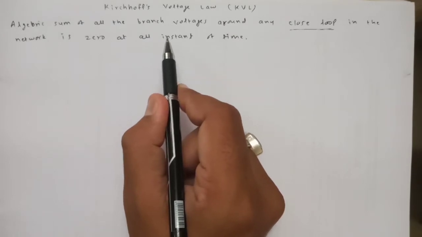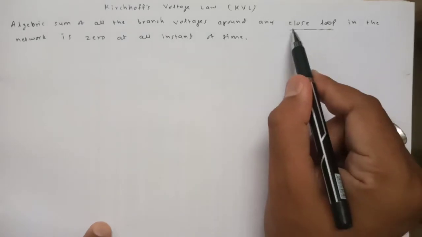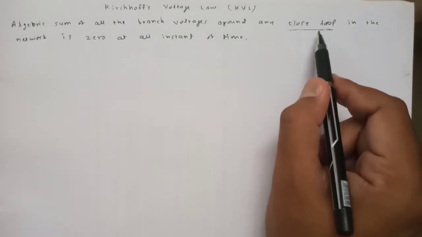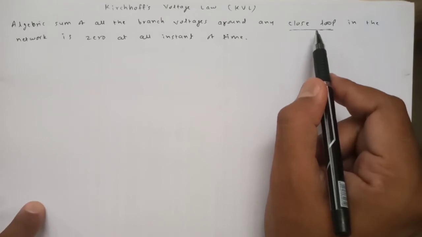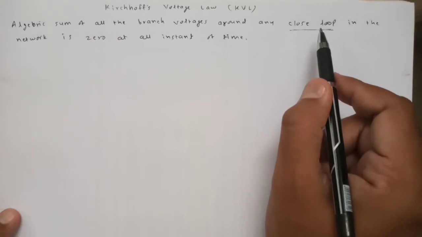It means that if we are considering a closed loop, once again I am repeating, we should be considering the closed loop. So if we have any closed loop and we take the algebraic sum of all the voltages, then it should be zero. Let us try to understand this with some example.